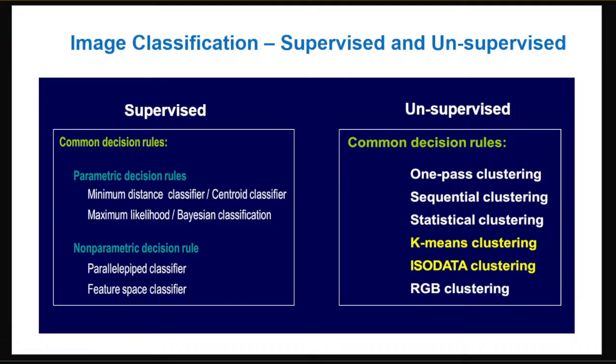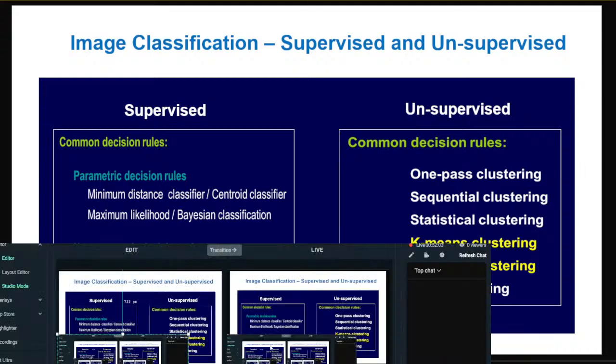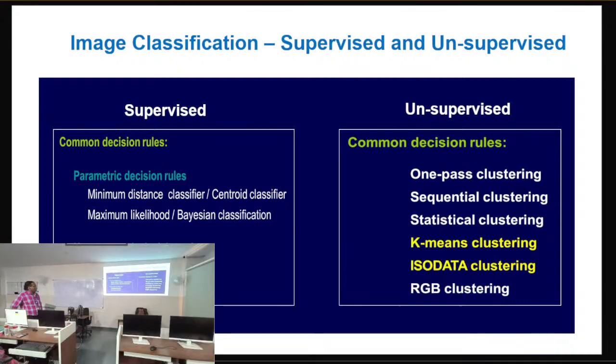Maximum likelihood classification provides very good accuracy for the classification outcome. Among the non-parametric decision rules, we have the parallelepiped classifier and the feature space classifier. In unsupervised classification, you have clustering mechanisms. The most popular clustering mechanisms are K-means clustering and ISODATA clustering. I mentioned them here, but we will go inside. It will give more insight into what classification is, why you need to do it, and how you can classify the entire image and come out with various statistics, which are very important for land use land cover analysis and also for vegetation analysis and so on.